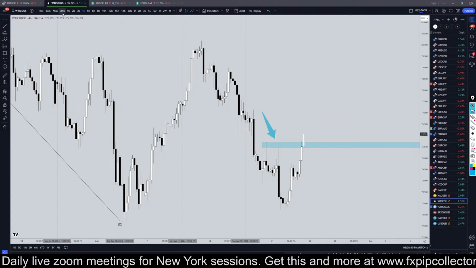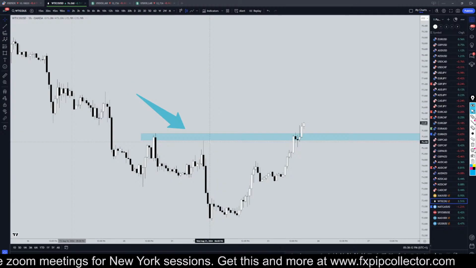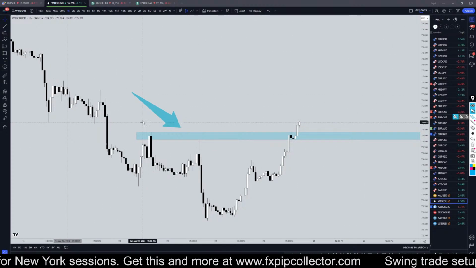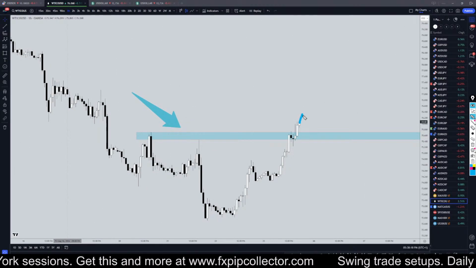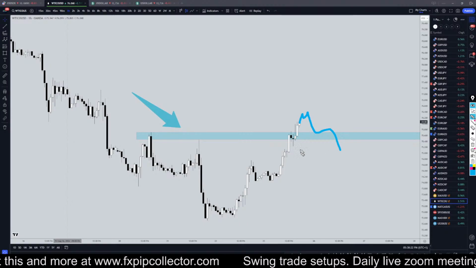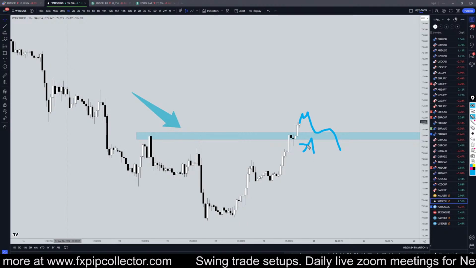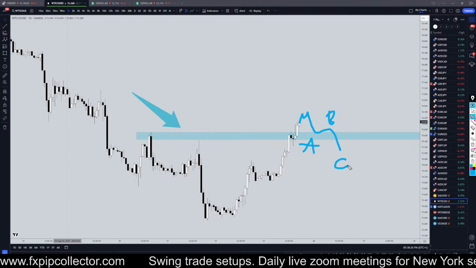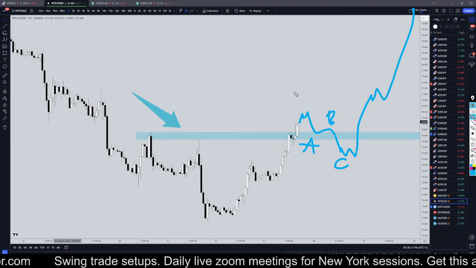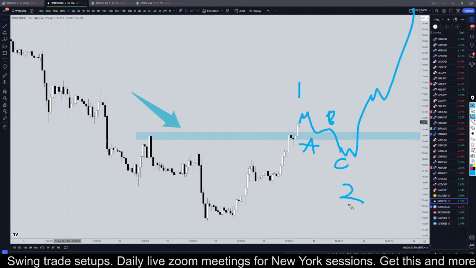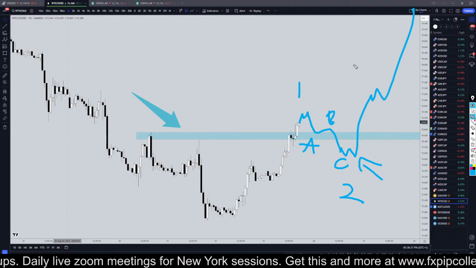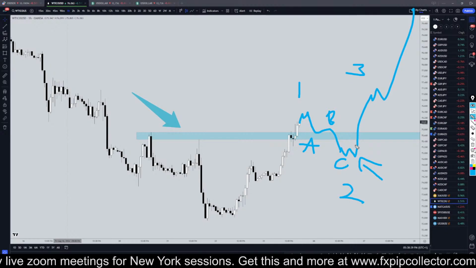Wow, good call, Yobi. Awesome job. Love how you're waiting for the structure break. So now that we have a break of structure, you have to be patient. I wouldn't just go long now. I would be waiting for a pullback. I'd be waiting for an ABC correction, and then I would go long at the end of the ABC correction for the continuation of the uptrend. Probably a wave 1 and a wave 2. So if you can get in at the end of this wave 2, that should be an extremely profitable trade because it should be a wave 3.